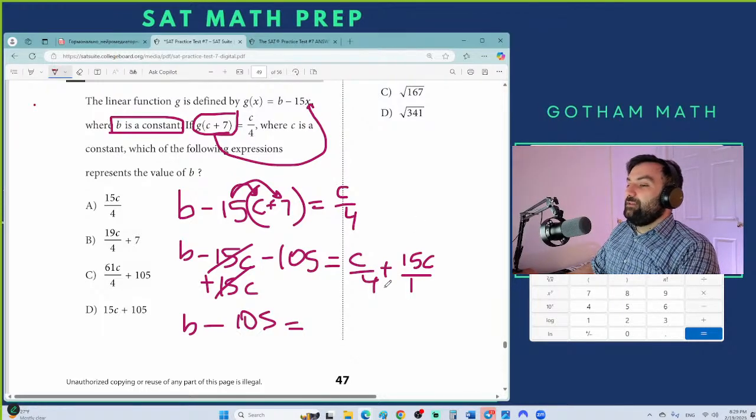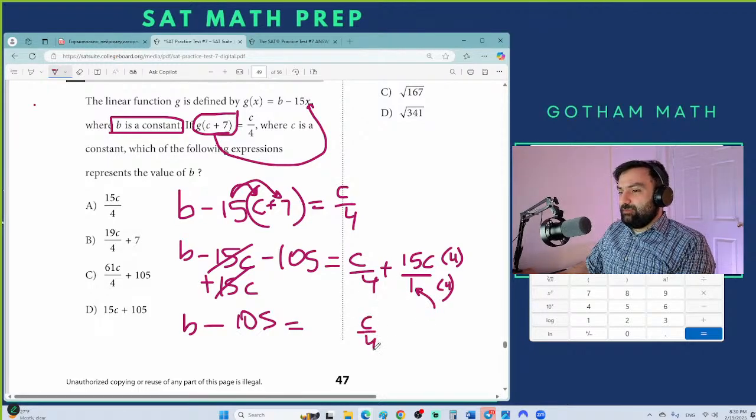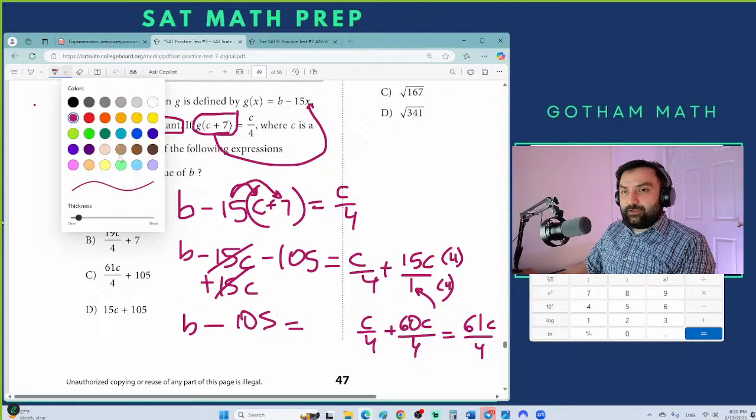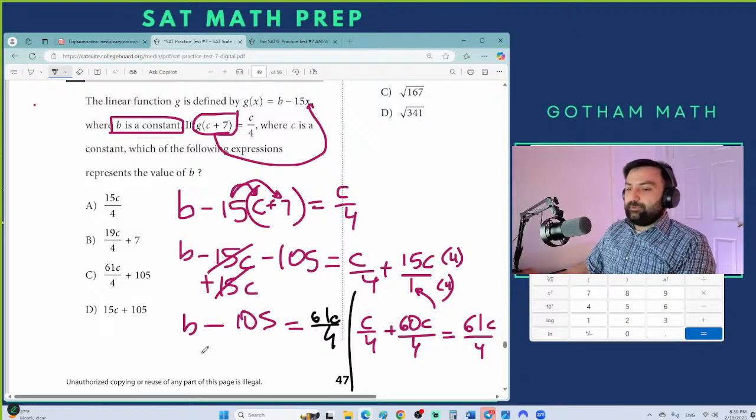And now I have to add here. Do I have to worry? No, because all I have to do is bring them to common denominators. It's easy to make this denominator into a 4 by multiplying. So it's c over 4 plus 60c over 4. And c over 4 plus 60c over 4 is 61c over 4. So that's going to be here, 61c over 4.